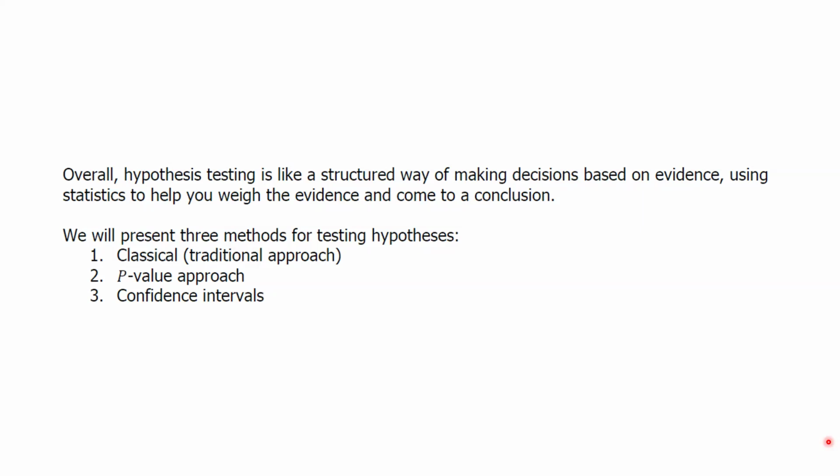So now we'll talk through the 3 methods for testing hypotheses. The first method is the classical or traditional approach. This is where we compare a test statistic to a critical value. The second method is the p-value approach. This is where we compare the p-value to alpha. And then the third method is confidence intervals. So we'll see if the claimed value falls in the interval.